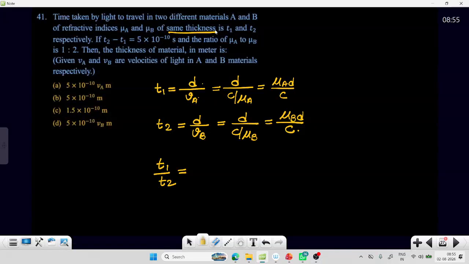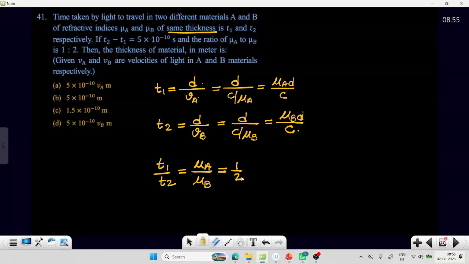Now we need to get the T1 by T2 ratio. What will be the T1 by T2 ratio? Well, we will get it as mu A by mu B. And mu A by mu B is given as 1:2, right? So that is 1 by 2. Okay. Yes, sir. Now, so T1 by T2 we got, and T2 minus T1 we know.